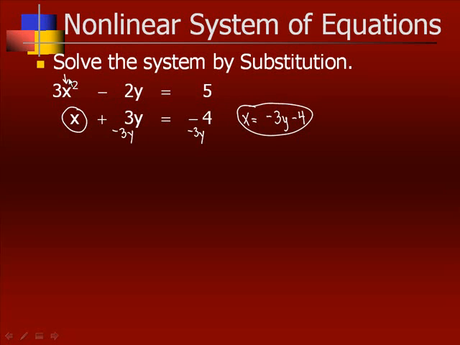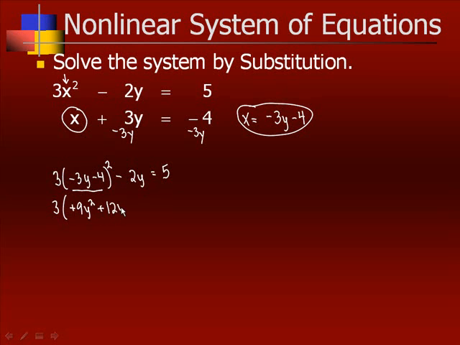So we're going to come up into this equation. Everywhere we had an x, we're going to plug in negative 3y minus 4. So we get 3 times negative 3y minus 4 squared minus 2y equals 5. Well, now here we've got a binomial squared, so we're going to have to FOIL it out. First 2 would give us a positive 9y squared.